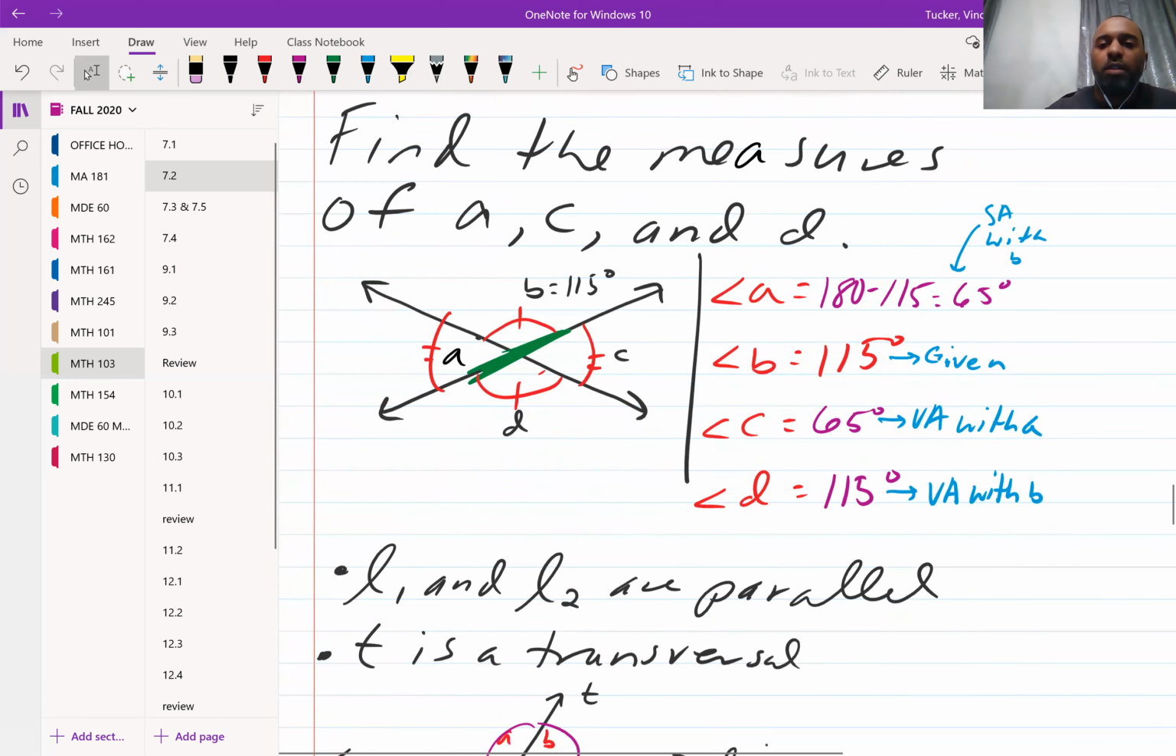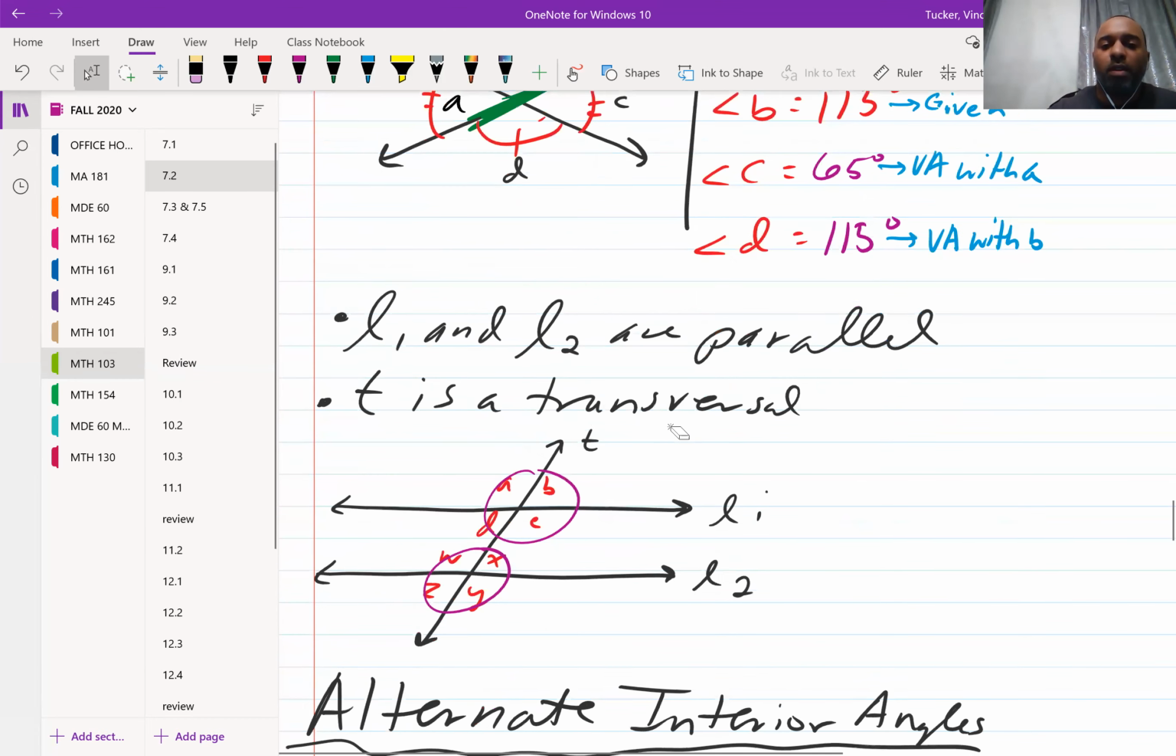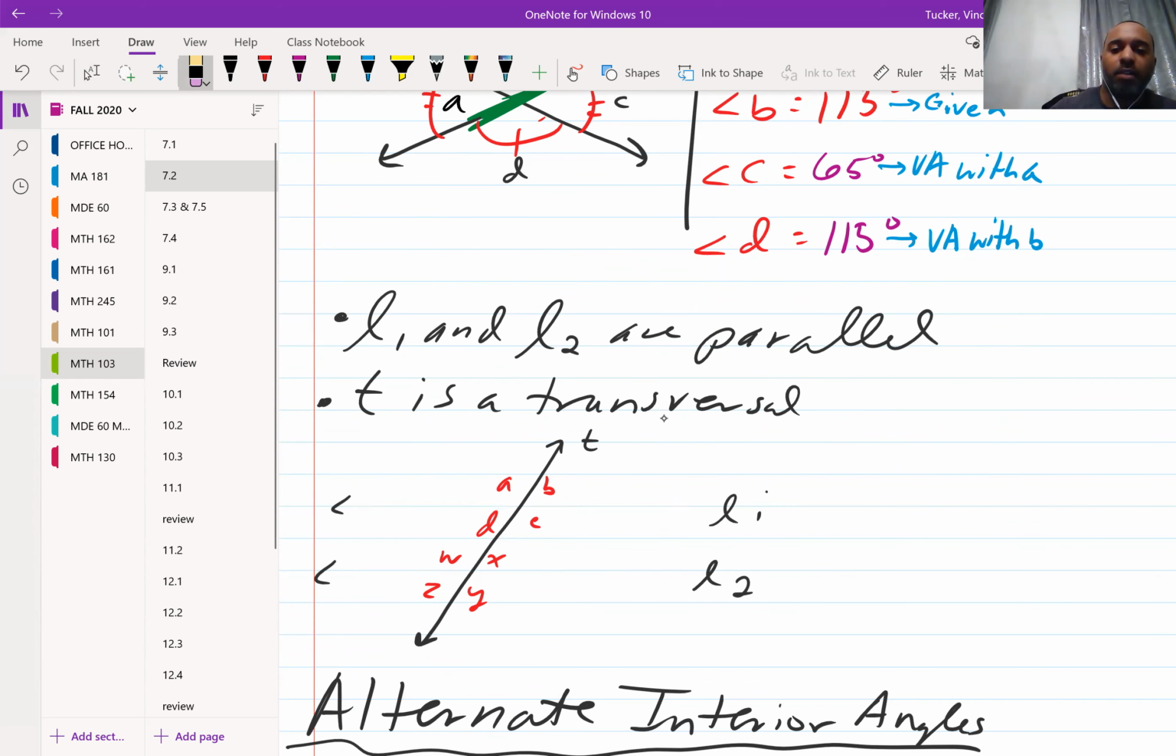All right, let's look at the next one. So we're going to talk about these relationships right here. L1 and L2 are parallel, and T is a transversal. Transversal is just a line that intersects two lines like that. So that's what transversal means. So T is a transversal.